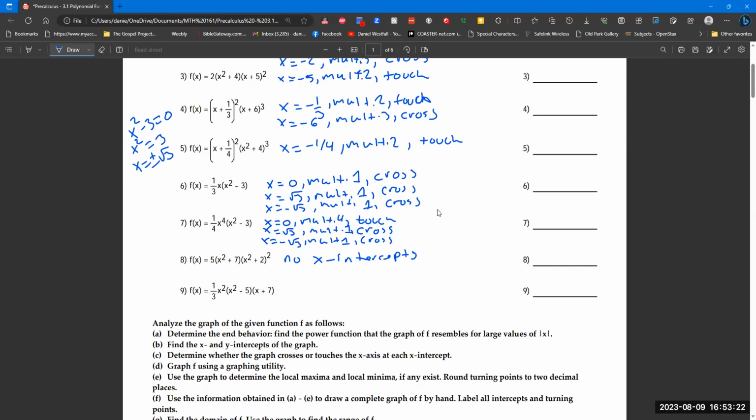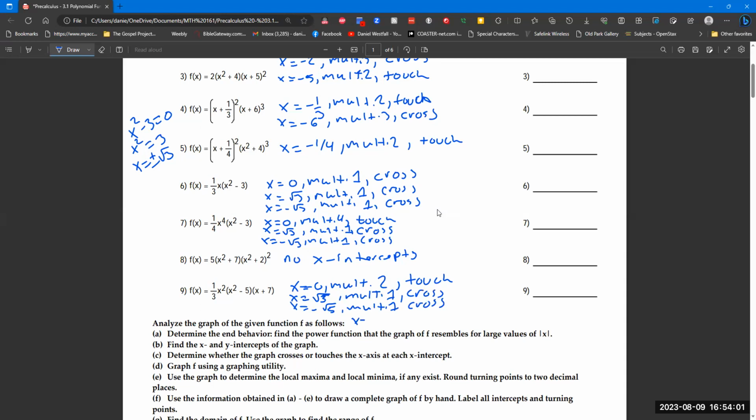Then on this last one for this video, x equals 0 has a multiplicity of 2. Since that's an even multiplicity, it's going to touch. X squared minus 5 is going to break down into x equals a positive square root of 5 or a negative square root of 5. Each of those has a multiplicity of 1, which means that it's going to cross there.